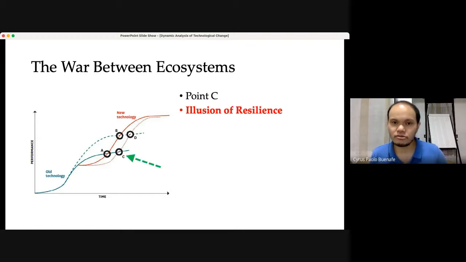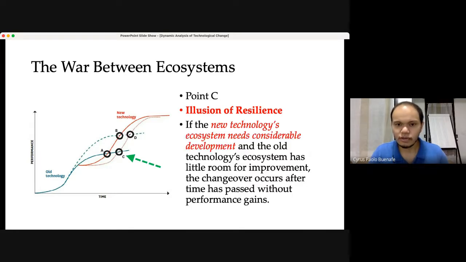Now, what about point C? The authors call this point the illusion of resilience. Why is that so? Here, the new technology isn't really delivering on the hype that it's supposed to be delivering. The new technology still needs to be improved further. It needs considerable development, and even if the old technology is static, obsolete, about to die, there's nothing much we can really do about that. All you can do is wait for the new technology to be developed even further.